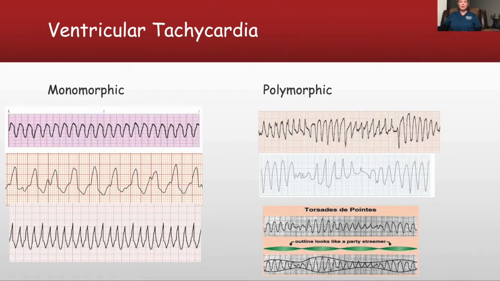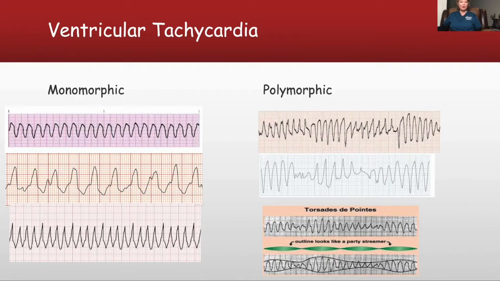So you will notice the difference between monomorphic, where it all looks the same and it's coming from one focus in the heart, or polymorphic, where it's coming from many different places in the heart, both being in the ventricles. Very, very important to differentiate between the two because the treatment is different. In monomorphic, we said if they're stable, we have time, we're calling cardiology, we're getting an EKG, you might try adenosine, you put them on a monitor, you're getting ready for the worst, you may load them with amiodarone.